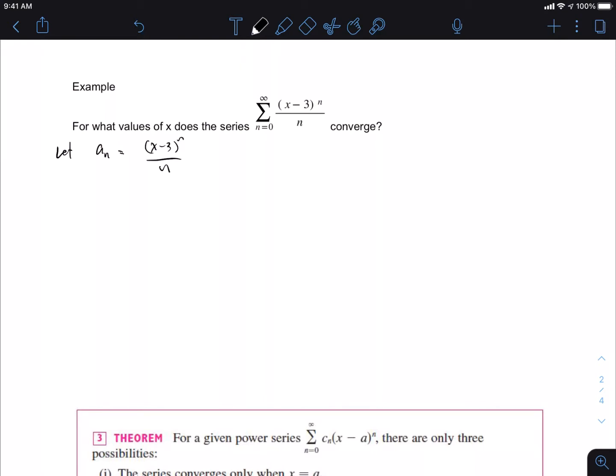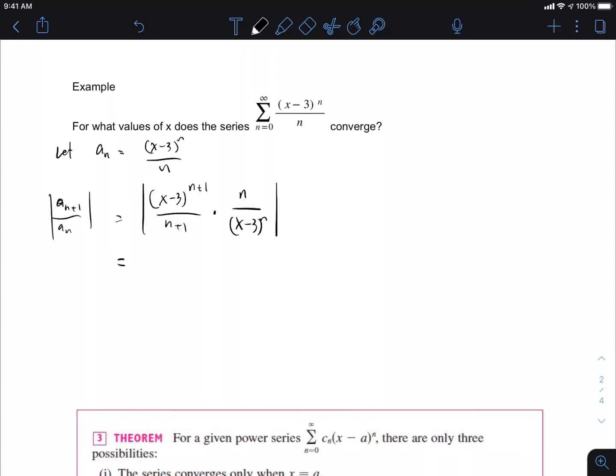And then again, we'll do this by the ratio test. Remember, the ratio test is a sub n plus 1 over a sub n. So we'll get (x minus 3) to the n plus 1 over n plus 1. But now instead of dividing by that fraction, I'm just going to multiply by the reciprocal of a sub n. So I'm going to get n over (x minus 3) to the n. And we can see from here that this is going to clearly simplify.